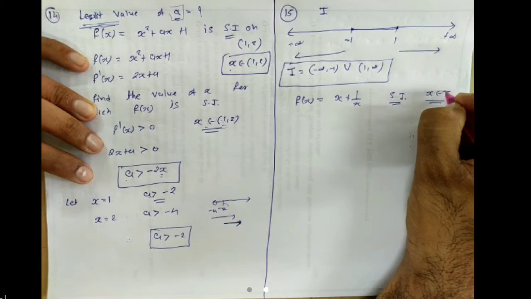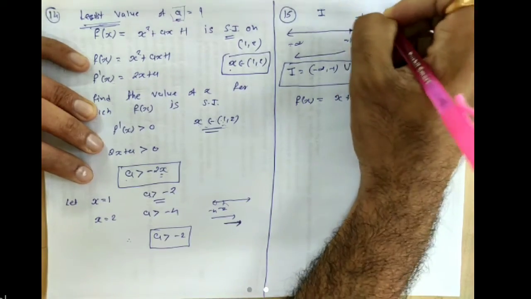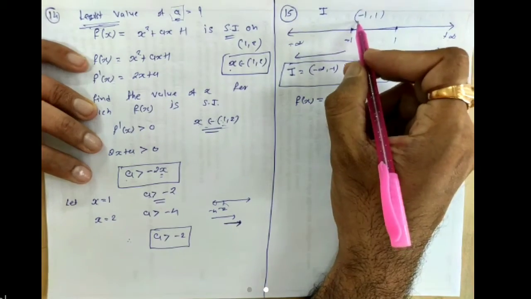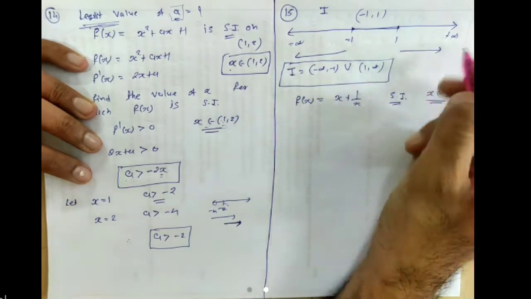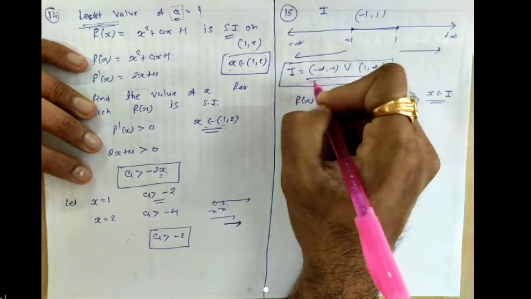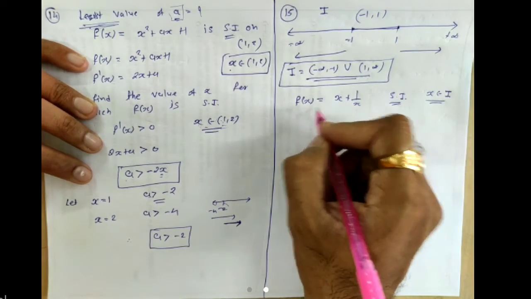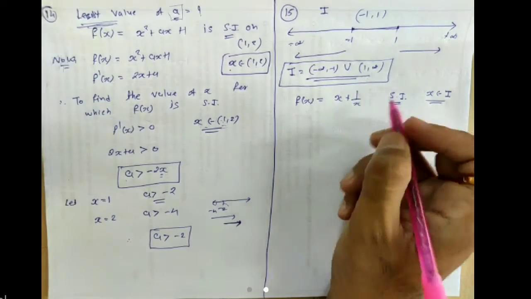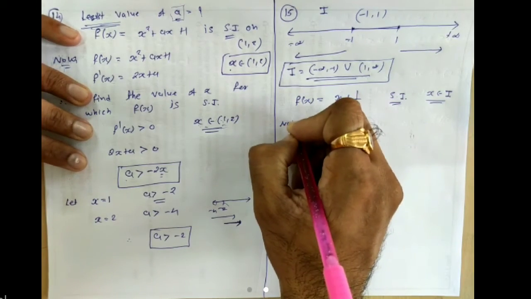What is I? I is the interval which is disjoint from minus 1 to 1. So the interval which is disjoint from minus 1 to 1 is the interval I. If we take the intersection of both intervals, we will get a null set. Done? So we have to talk about this interval I. For x belongs to I, you have to prove that the given function f of x is a strictly increasing function. Clear, students? I hope it is clear.